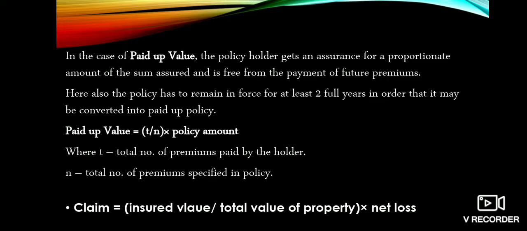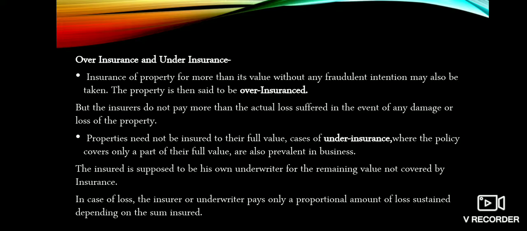And claim is equal to insured value divided by total value of property into net loss. So we will be using this formula throughout the insurance unit to solve the problems. That is, claim is equal to insured value by total value of property into net loss, and paid up value is total number of premiums paid divided by total number of premiums specified in the policy into policy amount. So now let us study the important definitions, that is over insurance and under insurance.